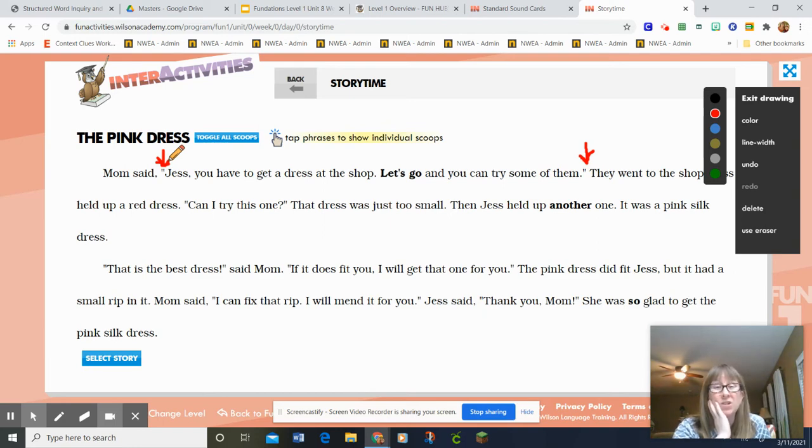They're called quotation marks. But what do they mean? What is a quotation mark? What does it tell me as a reader? That's right. It tells me that someone is talking. So someone is saying all of this, right? "Jess, you have to get a dress at the shop. Let's go and you can try some of them." My question, though, is, who just said that? How am I going to figure out who said that?